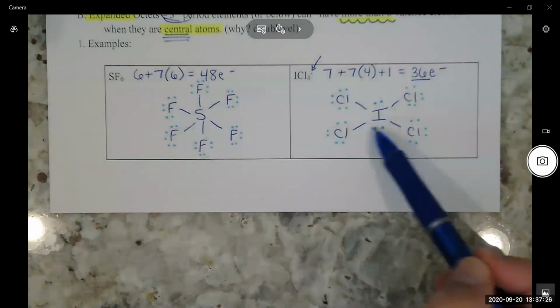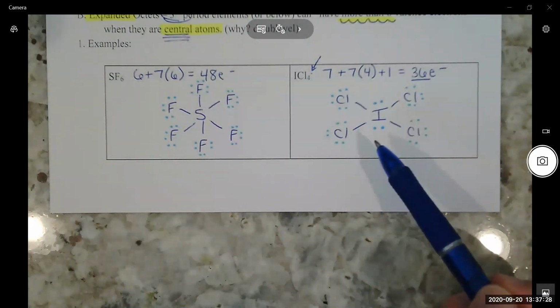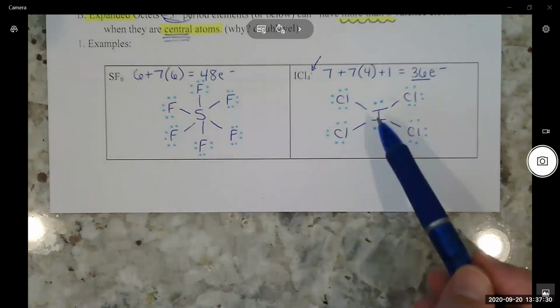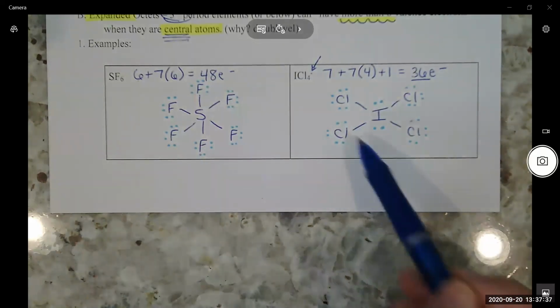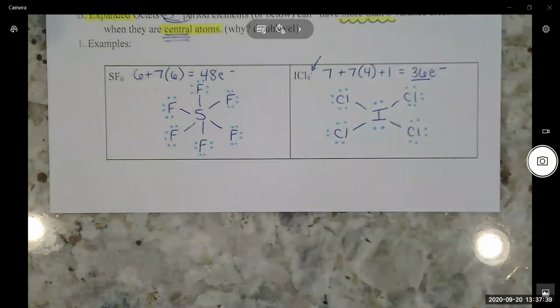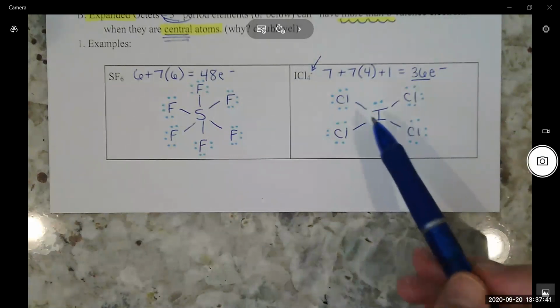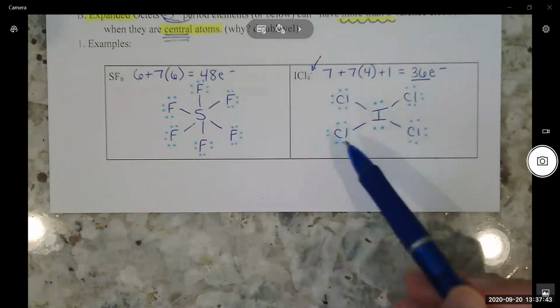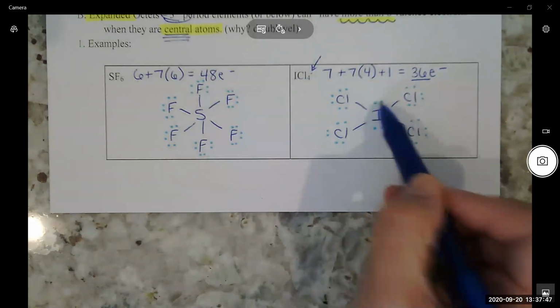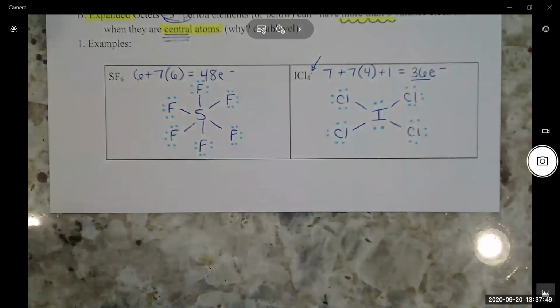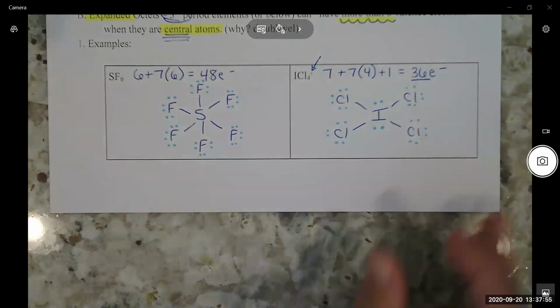My iodine has 12 electrons around it, but it's okay, it's got room for that. Any element in the 3rd row or below, if it's the central atom, can have extra electrons around it. That's going to determine all the shapes we're going to talk about in the next couple class periods. How many bonds are attached to it versus how many unbonded pairs of electrons are going to determine the shapes of the molecules, which will determine the different properties that they have.